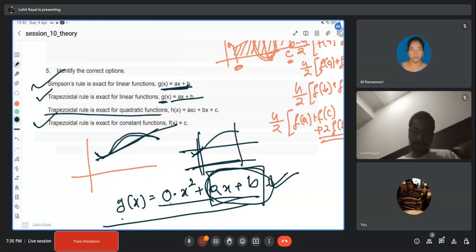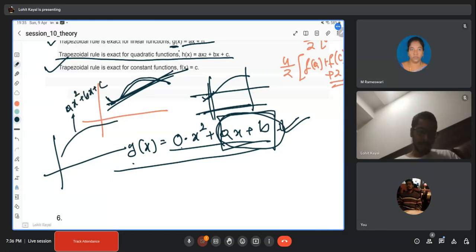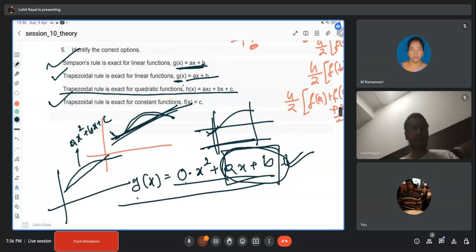This option is incorrect because the trapezoidal rule will give you the exact answer only for a straight line. Suppose this is the curve ax square plus bx plus c. I have to fit a straight line over here. I cannot directly integrate this using the trapezoidal rule. I have to fit a straight line, so this is the difference. So the trapezoidal rule will not give the exact answer. So option C is the incorrect one.